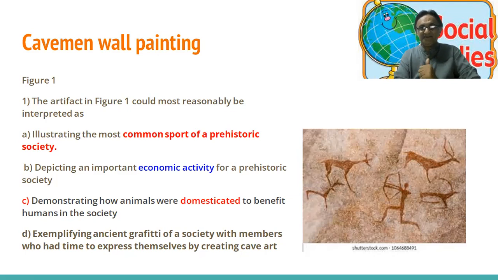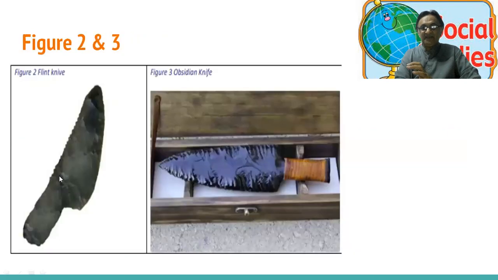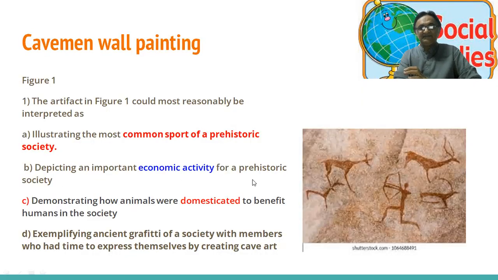Second option: depicting an important economic activity for prehistoric society. As I have mentioned, this is another option, economic activities. I have shared with you some pictures in the first image of what economic activity can be. Economic activity can be buying and selling, or they can show the marketplace, the harvesting, the cultivation, the fishing they are selling, or we can check the exchange of goods and services.